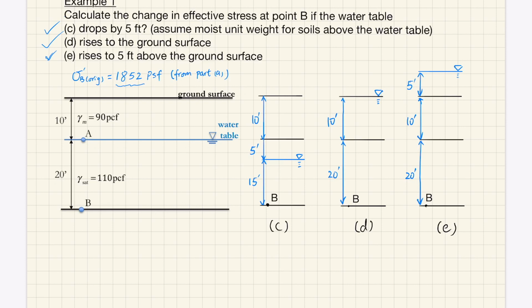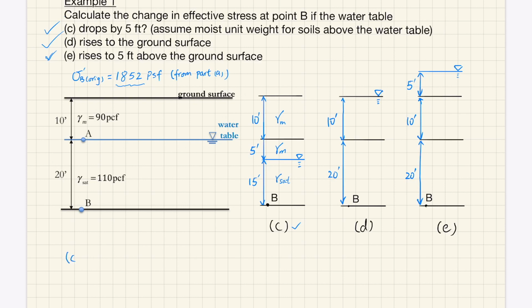So we're going to look at part C first. If the water table drops by 5 feet, as shown here, we have 10 feet of moist soil, then an additional 5 feet of moist soil, and then 15 feet of saturated soil. So that's the new soil profile.